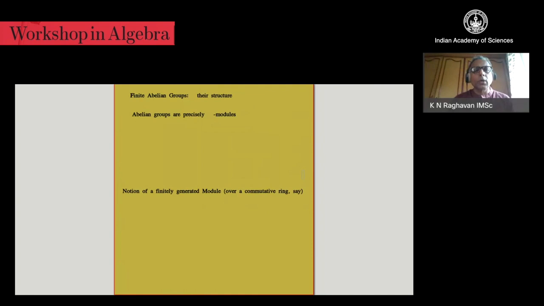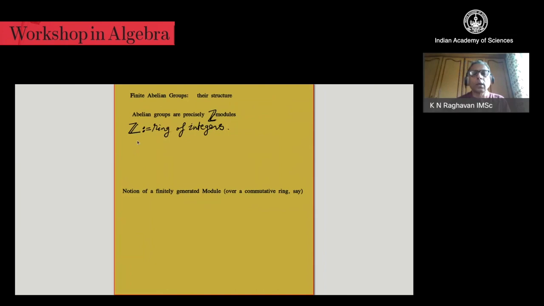I am supposed to be speaking on finite abelian groups, their structure. So the first thing to realize is that abelian groups are precisely what are called Z modules. Okay, so what is Z here? Z is the ring of integers. And I guess all of us know what a module means.